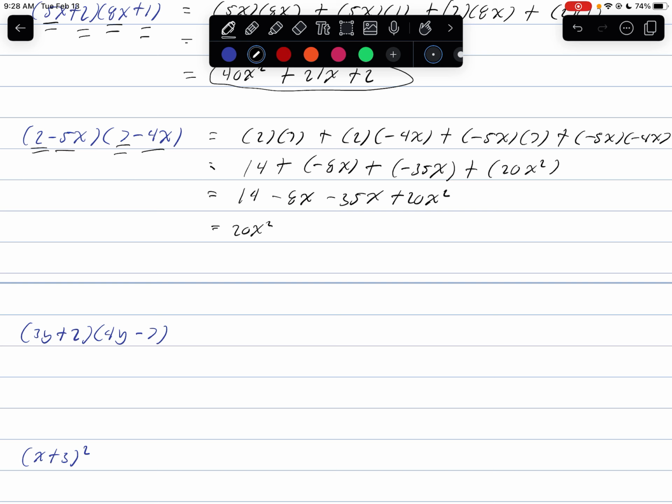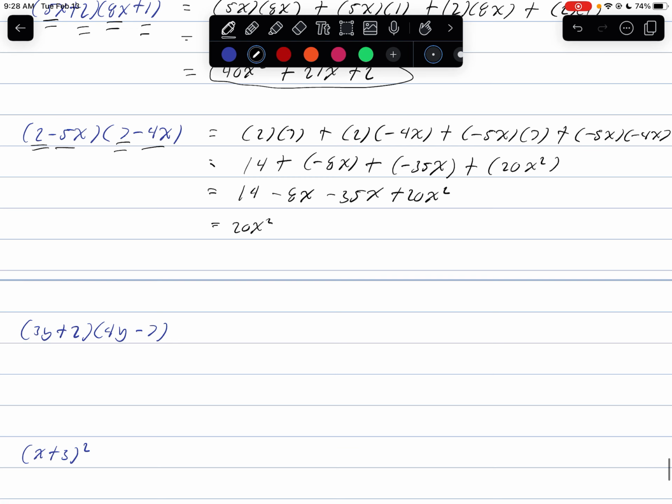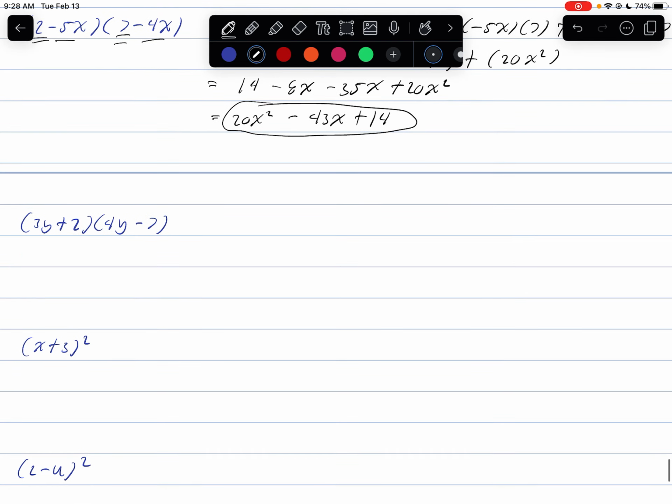And then obviously on down, right? So if we look at our x terms, we have negative 8x and negative 35x. So if you add those together, we get minus 43x, and then we have plus 14. So that would be our final answer here.